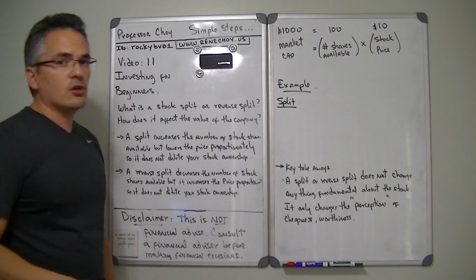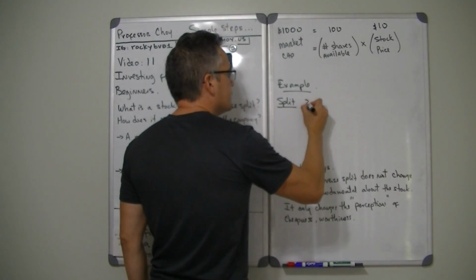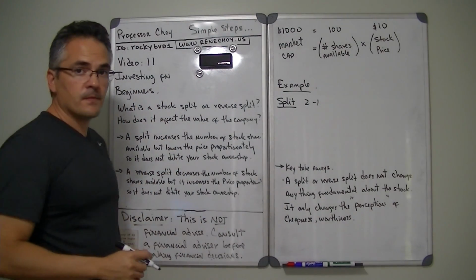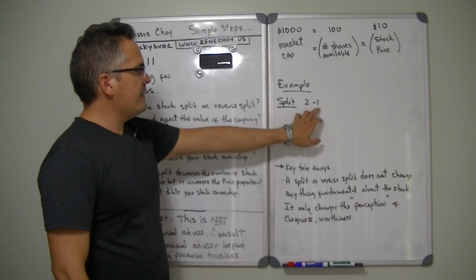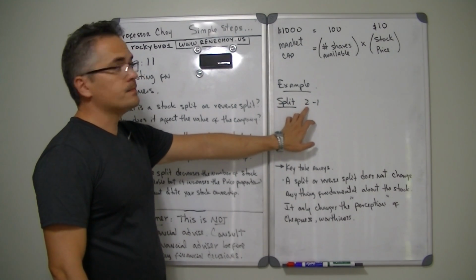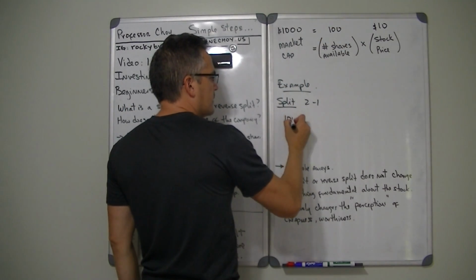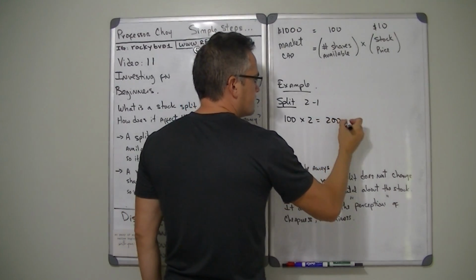Now, let's do a split and see what it does. So, let's say that we're going to do a 2-to-1 split. Alright? So, split 2-to-1. Alright, now what does that mean? So what it basically means is that every one stock is going to become 2. Alright, so instead of having 100 stock, we're now going to have 200 stock.